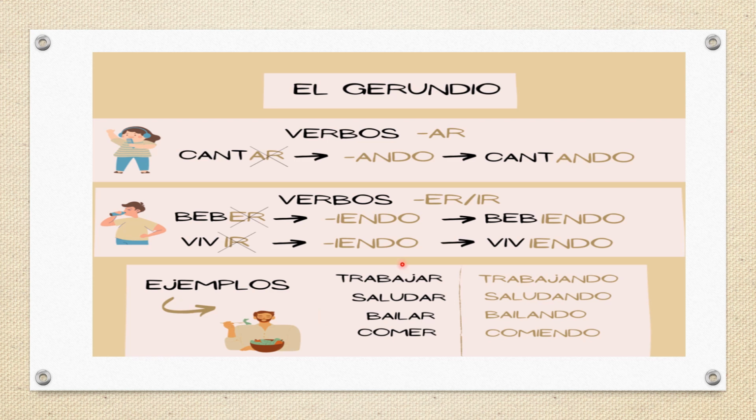Trabajar, we will remove AR and add ando, it becomes trabajando. We have another verb, saludar, it will become saludando. We have two more verbs, bailar and comer. Bailar will become bailando and comer will become comiendo.